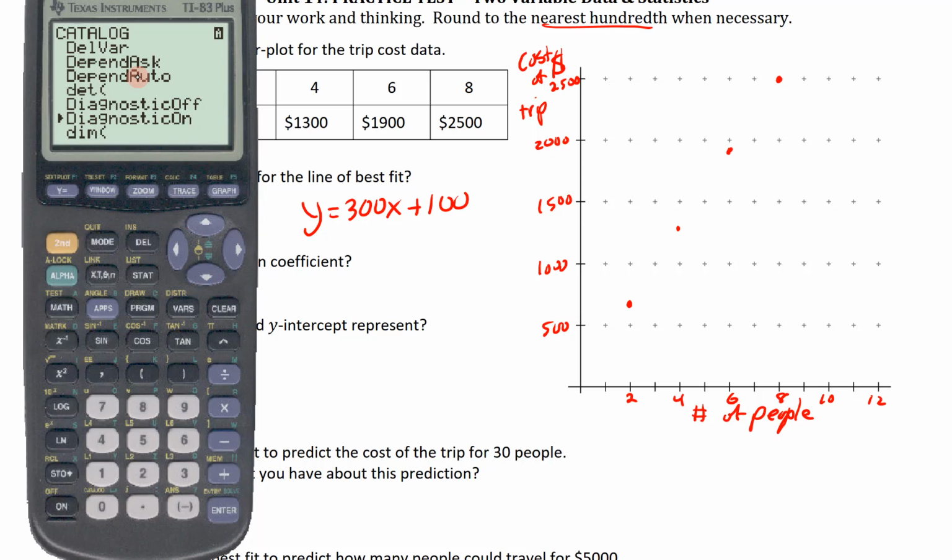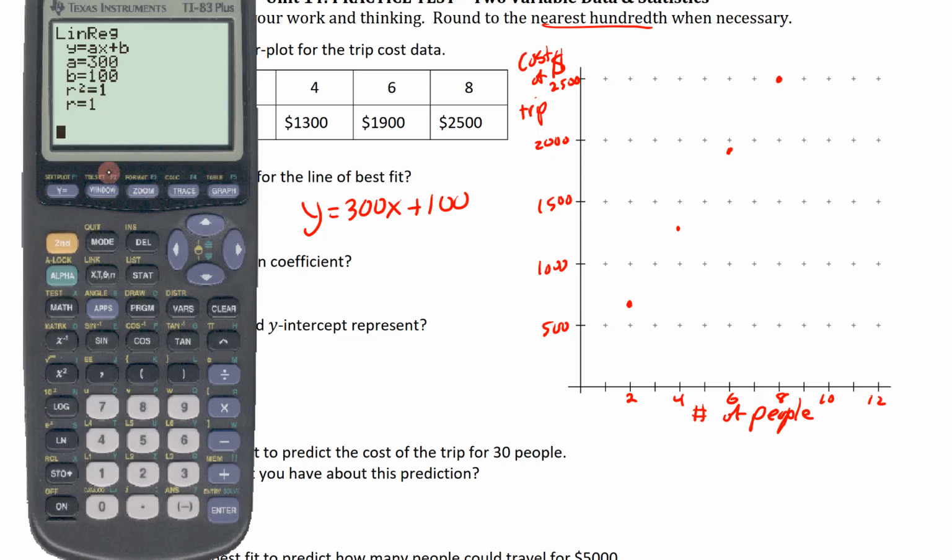We can turn them on or off. They're off right now. We want to turn them on. So we're going to hit enter. Now I'm just going to recall that last command. That was a linear regression. So I'm going to go ahead and hit enter. There it is. Now notice that we've got the same slope 300, the same y-intercept of 100, and then we've got the r value right here.